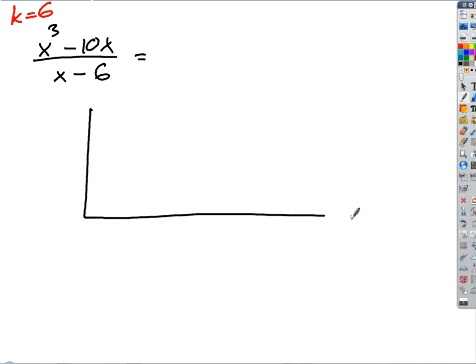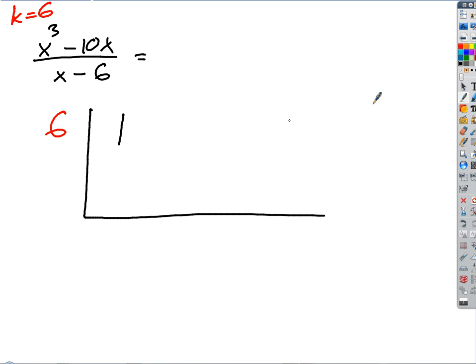So that's an easy way to find k if you're doing division: just set the denominator equal to 0 and solve for x. And that's going to give you back k. It's the 0 of the denominator. So we get a 6 right there. What are my coefficients?